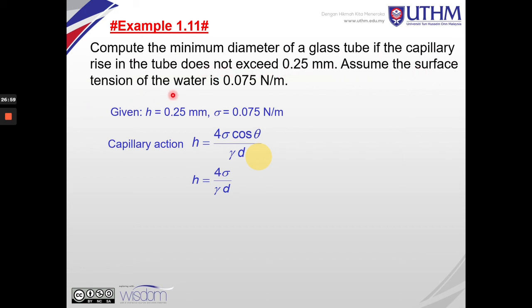Because this is the surface tension of water, we use the fluid water, so the angle is zero and cos theta is 1. That's why H is equal to 4 times surface tension times 1 divided by specific weight times diameter. So we get this, and D is 0.1223 meter for the diameter of the glass tube.